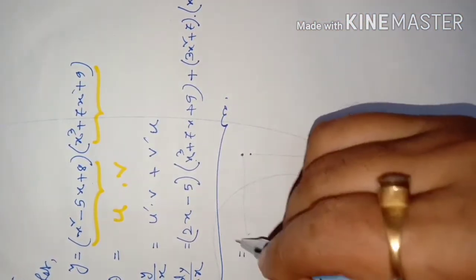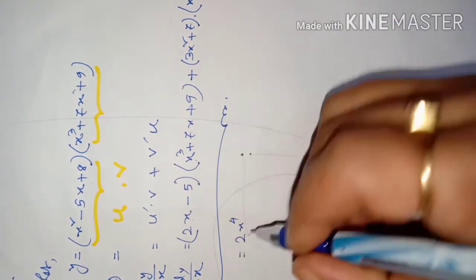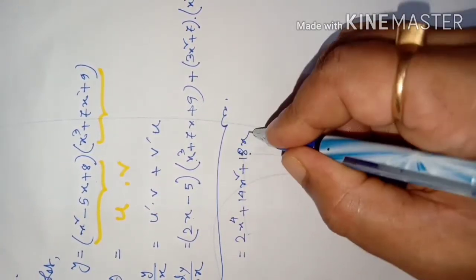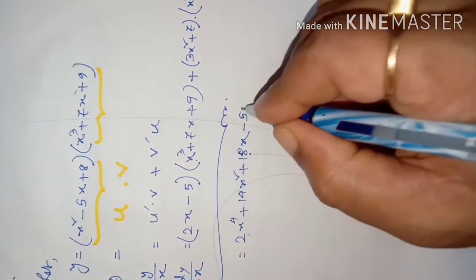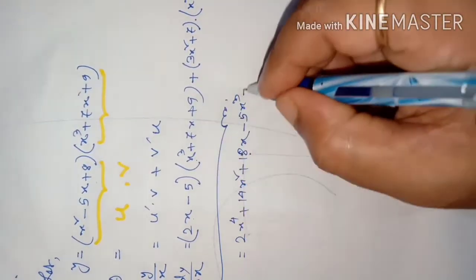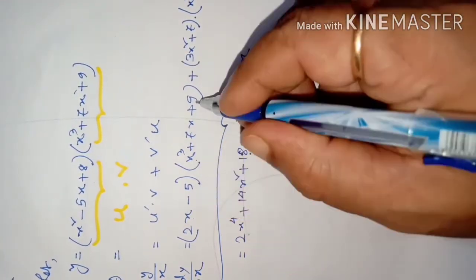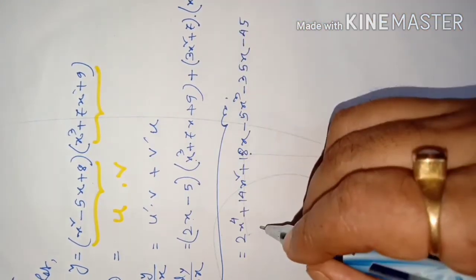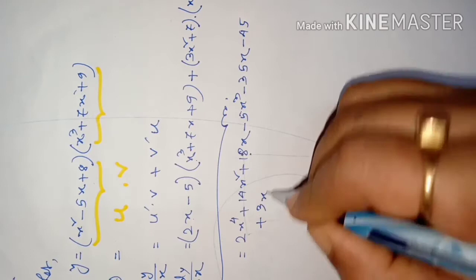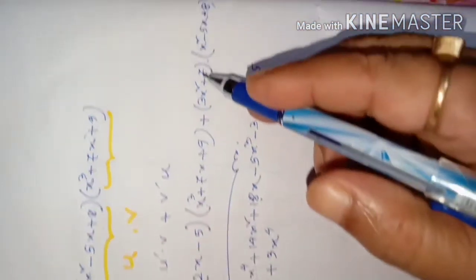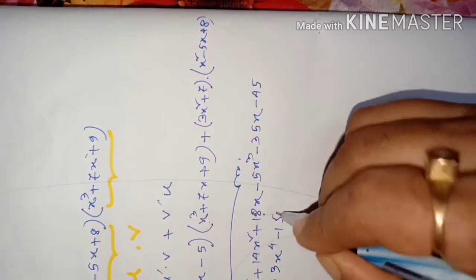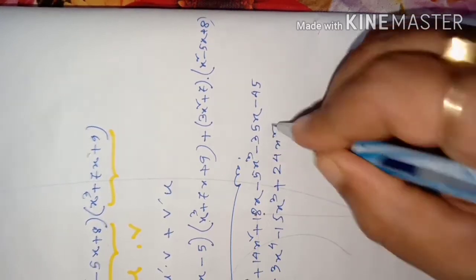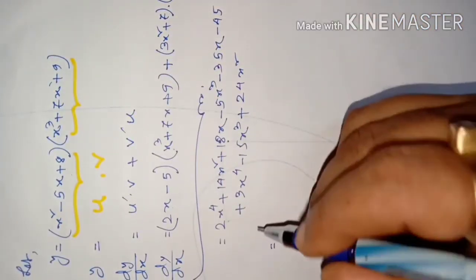2x into x cube is 2x to the power of 4. 2x into 7x is 14x square. 2x into 9 is 18x. Minus 5 into x cube is minus 5x cube. Minus 5 into 7 is minus 35x. Minus 5 into 9 is minus 45. Then 3x square into x square, if you multiply it, it will be 3x to the power of 4. 3x square into minus 5x, that is minus 15x cube. 3x square into plus 8, 24x square. So the final thing will be like this.